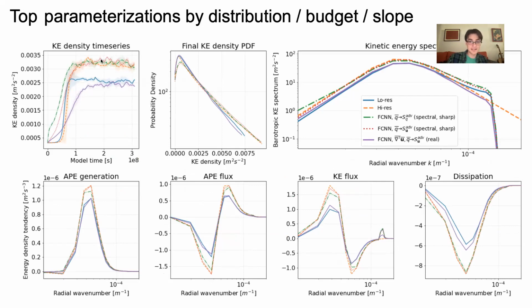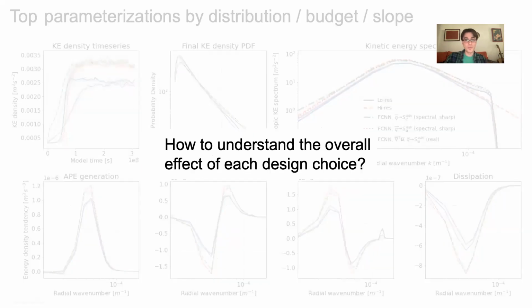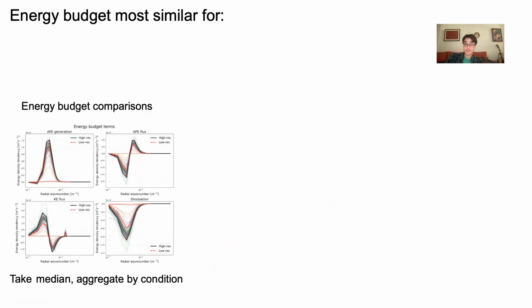You can see the KE, for this dotted red model, is really close to the high res in orange, and all the energy budget terms match up well. There are differences here, but I think it's more interesting to try to figure out the overall effect of each design choice. So we're going to have a different visualization here. We're going to take these energy budget comparisons.